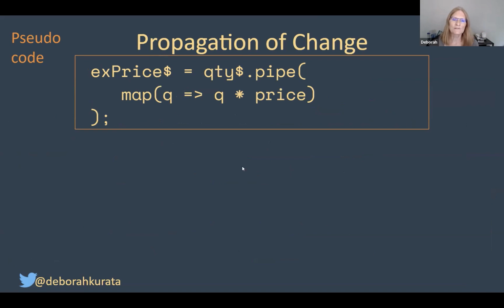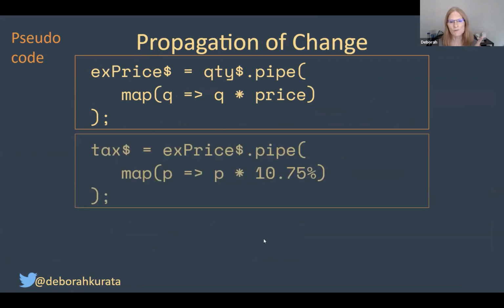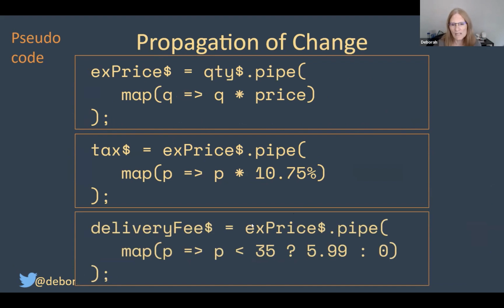Now we can take this a little further. This again was from the prior slide. We can also react to the change in the extended price and recalculate the taxes. Or we can react to the extended price and recalculate a delivery fee. So if it's less than 35 pounds, we charge 5.99. Otherwise it's free.